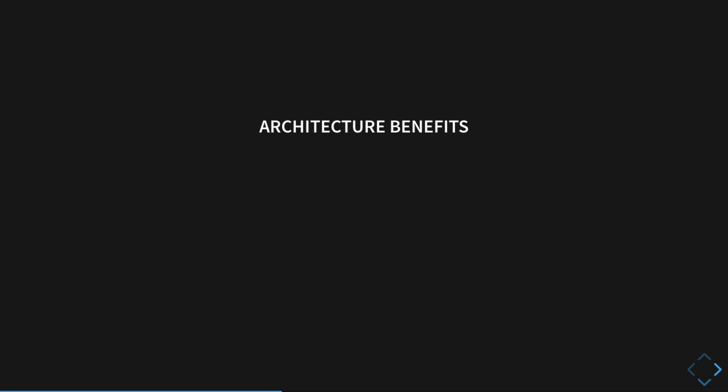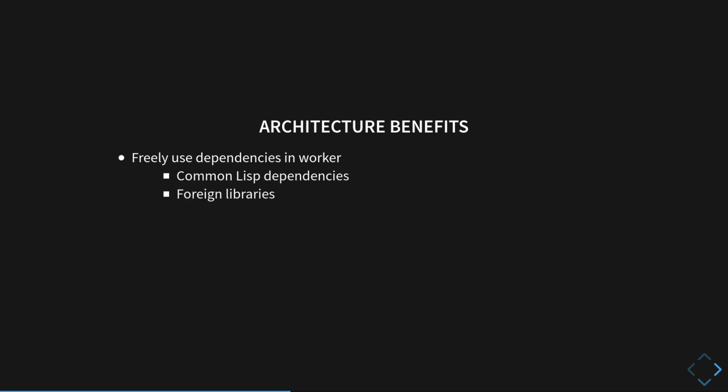Why is CLPM architected this way? There are many benefits, but there are three that I consider the most compelling. First, the most complicated component, the worker, can freely use dependencies. This includes both Common Lisp dependencies and foreign library dependencies, such as libSSL. This lets CLPM build off the efforts of the entire Common Lisp community without interfering with the user's development image. This interference can come in many forms, such as version mismatches, package nickname clashes, or even image size.